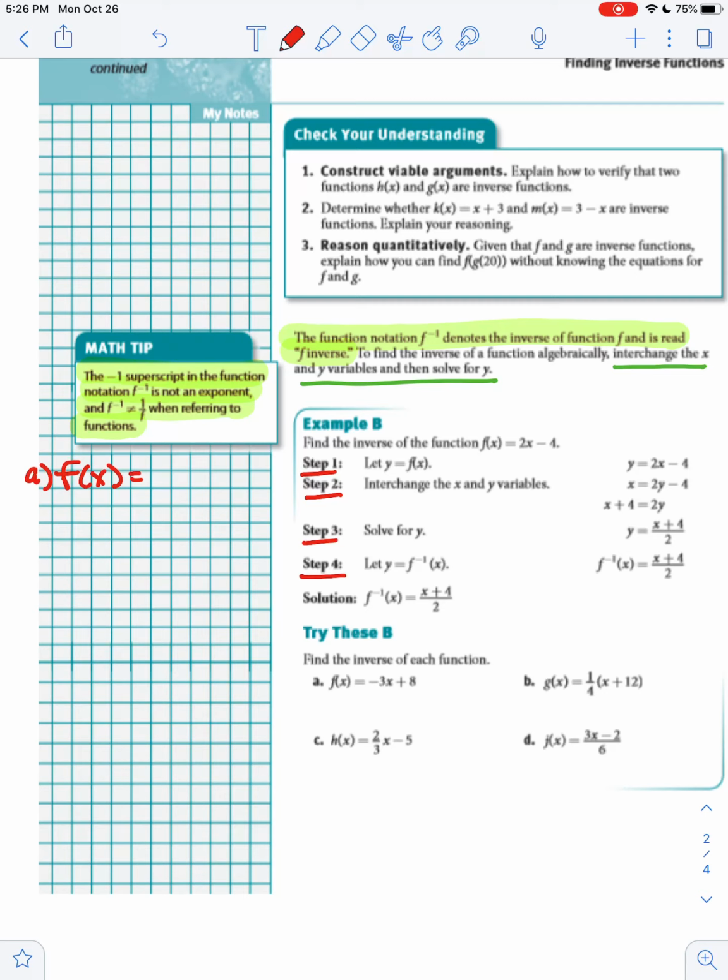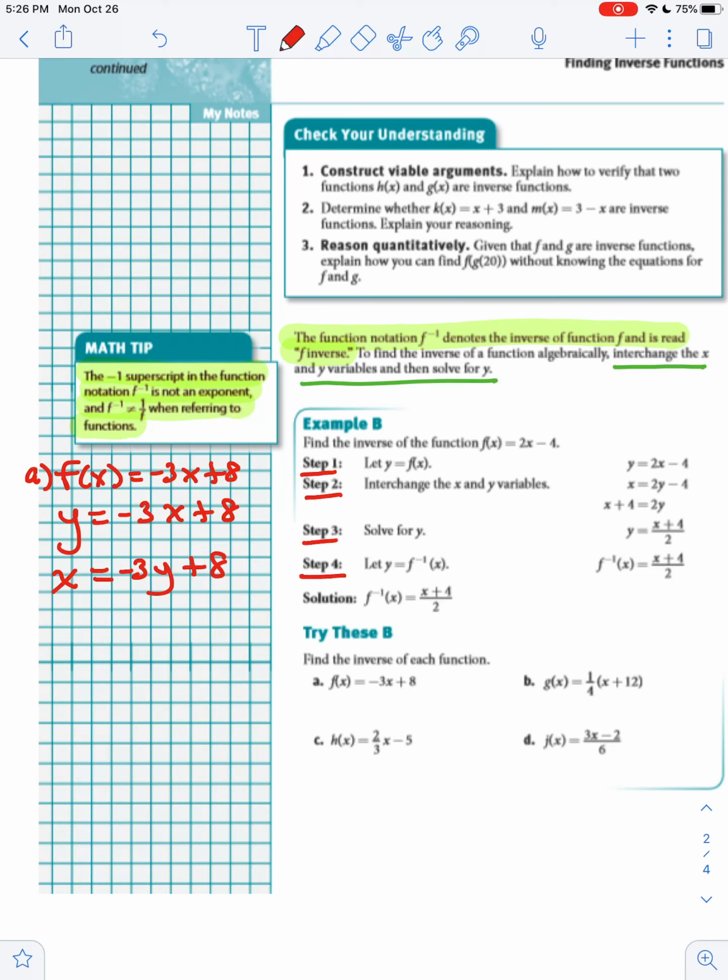Okay, so we are going to start with problem A. I'll do that over to the side here. So for part A, we have f of x equals -3x plus 8. We will start by swapping x and y. We'll start by letting f of x be y. We'll do that part first.